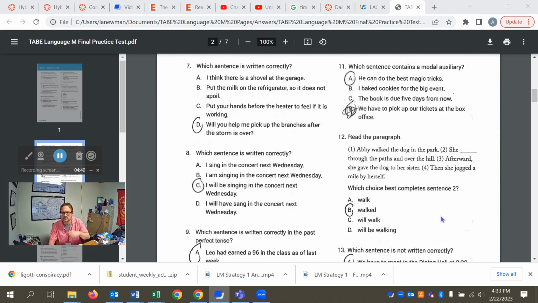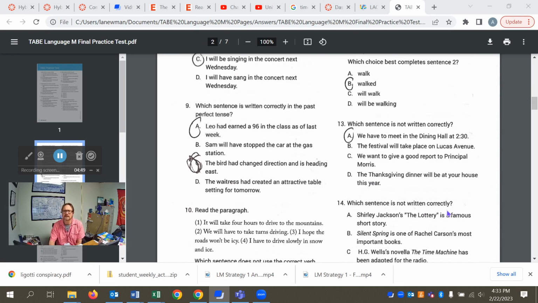Okay, 12, which choice best completes sentence 2? It's B, walked, because we're in past tense. We need to be consistent and stay in past tense. 13, which sentence is not written correctly? A, we have to meet in the dining hall at 2:30. Dining hall should not be capitalized because it's not a proper noun.